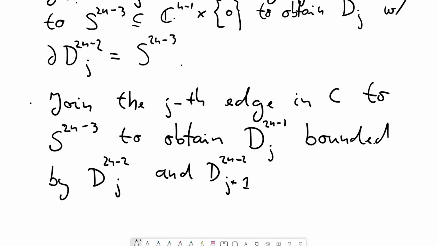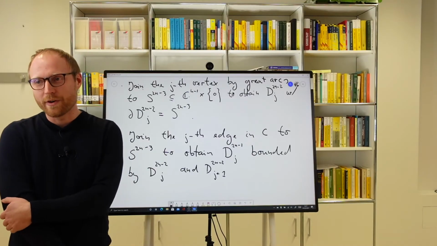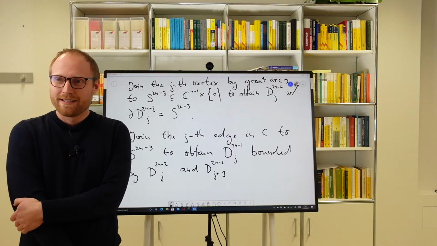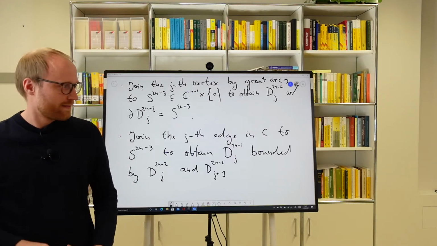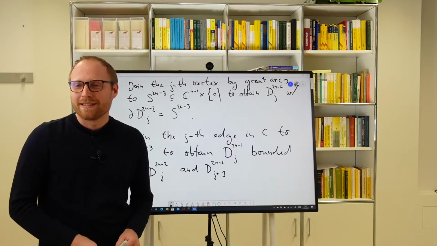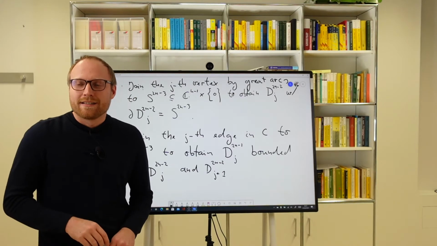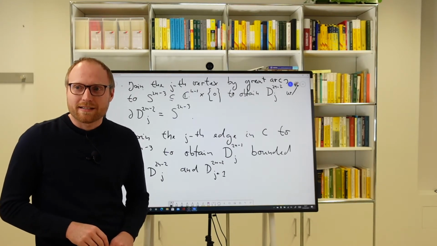Okay? So I already forgot what C is. What is C? C is the circle we started with, the circle lying in the last coordinate. Okay, this circle had these vertices and they partitioned it into edges. Exactly. Yeah, we have the circle.